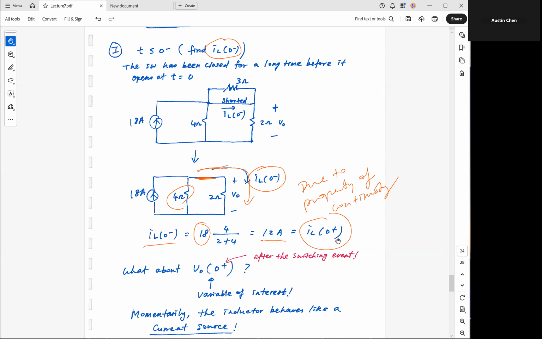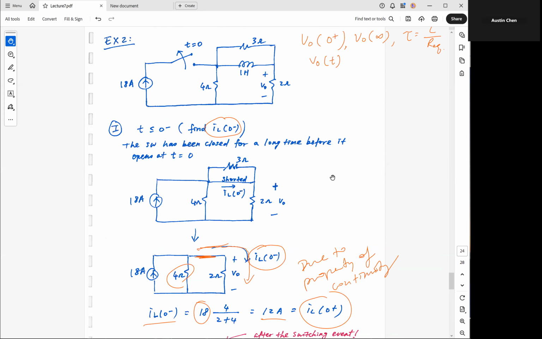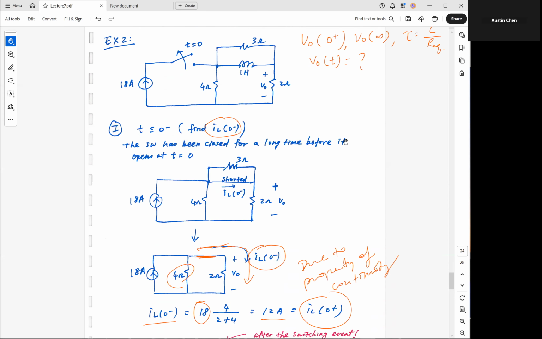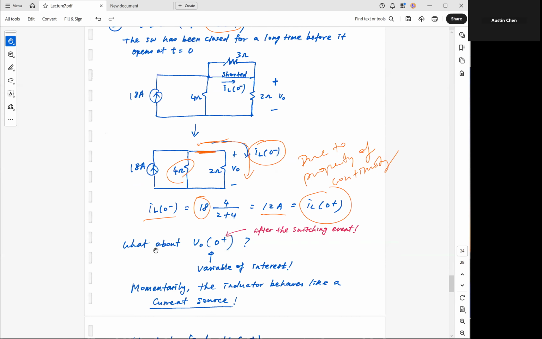But this is just the IL at 0 plus, right? We're actually interested in V0 at 0 plus, because we were asked to find this. So we go to the next step. How do we find this guy? How do we find this V0 at 0 plus?